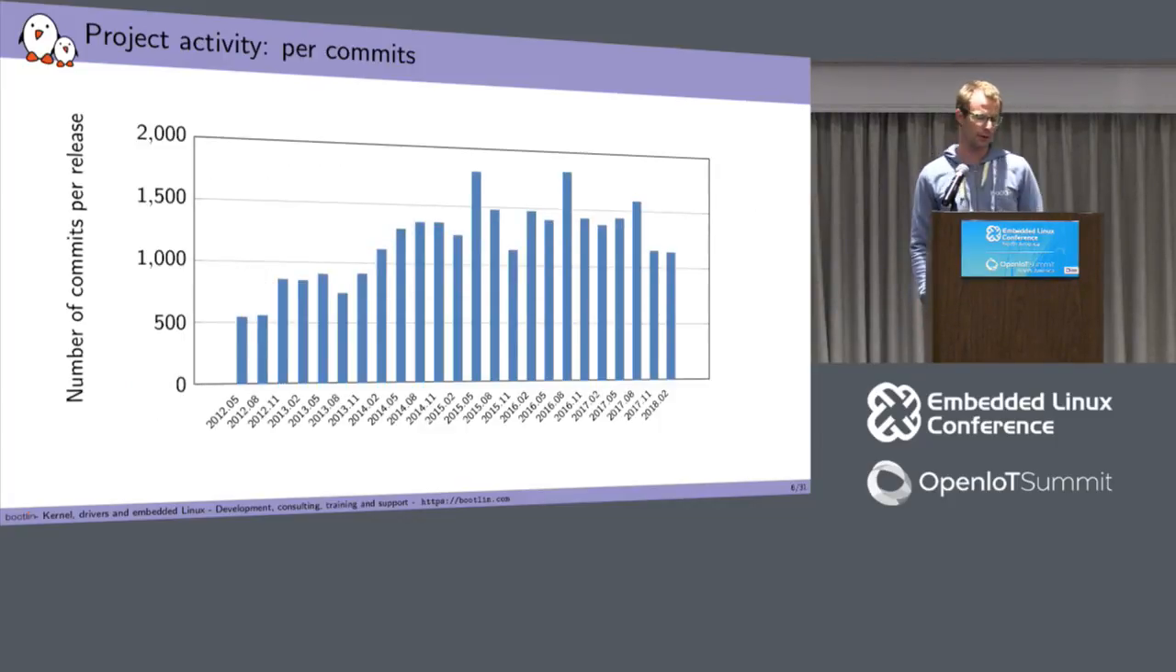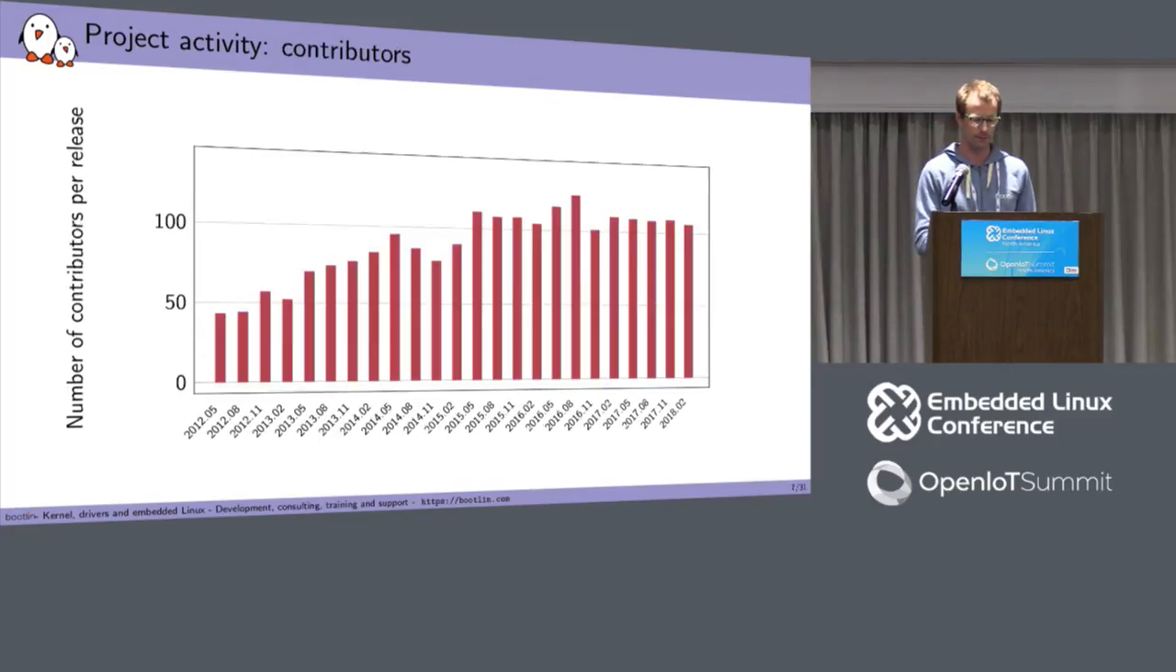So the activity of the project is shown on this first slide, the per commit activity per release. We've got approximately 1,000 to 1,500 commits per release, and we ship one release every 3 months. So it's fairly stable over time with some variations. We've got about 110 contributors per release, and it's also fairly stable over time. As you can see, it has grown from 2012 all the way up to now, and we've reached a fairly stable point.